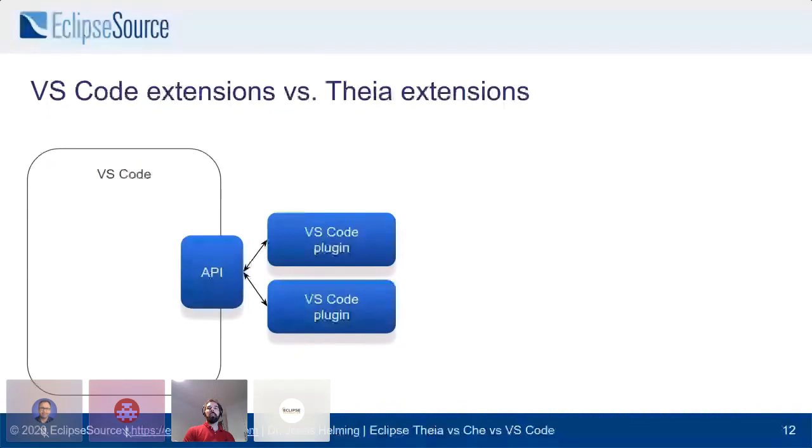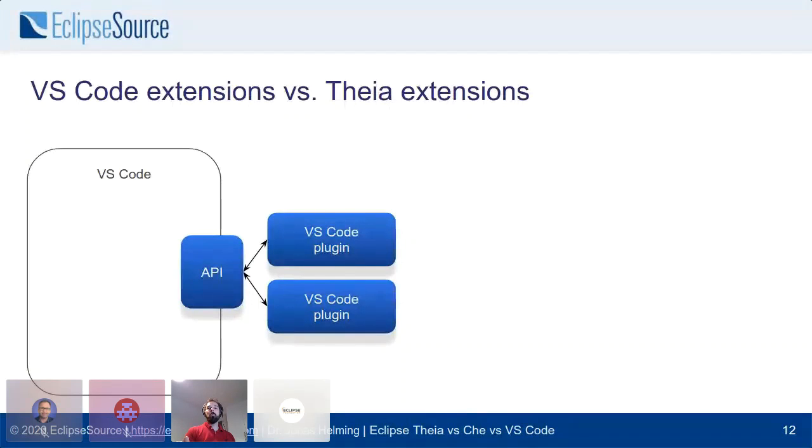VS Code extensions run in a separated, isolated process. So that's pretty good if you have a lot of them, so they cannot really harm the stability of the tool. And they can be installed at runtime. So if you open the marketplace, you can just install them while VS Code is running, and after a quick download, they're actually ready to go. And probably most of you have used this mechanism before. It's very simple, very efficient.